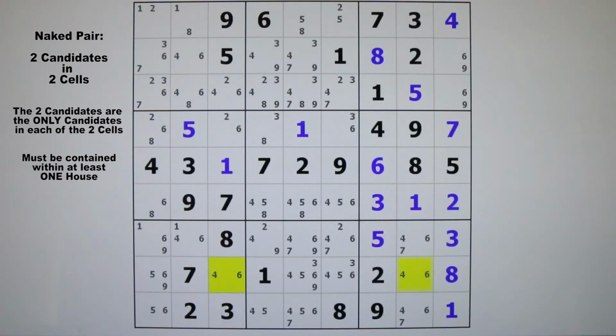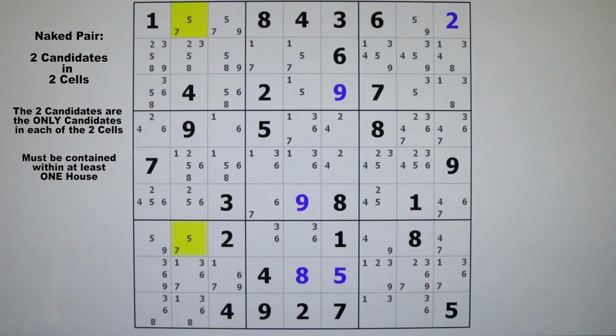The next puzzle, in row 8, we have a naked pair of 4 and 6. So we can eliminate all the 4s and 6s out of that row outside of the yellow cells. So we can eliminate that 6, that 4, that 6, that 4, and that 6. And then lastly, in column 2, we have a naked pair of 7 and 5, and 7 and 5. So one of those must be the 7 and one must be the 5. Therefore, all other 7s and all other 5s in column 2 are false. So it's that one, that 5, that 5, that 5, and that 7. And there you have it.